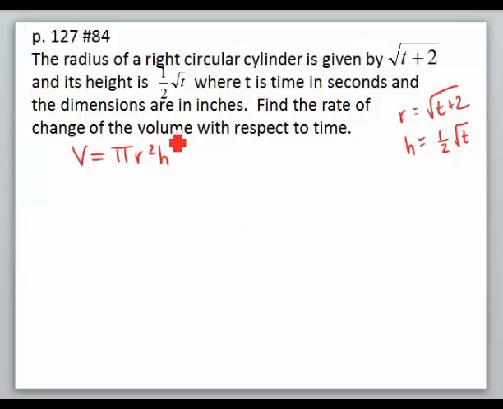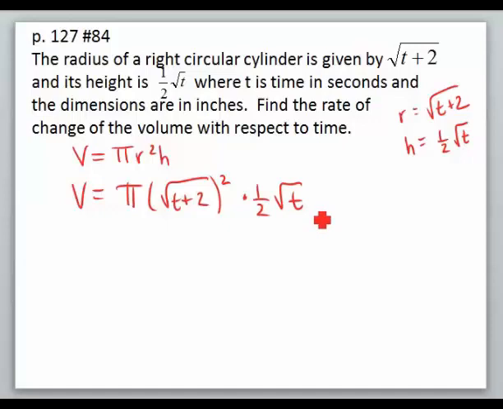Now it's asking me to take the derivative of the volume with respect to time. Well, I can't do that until these are in t's. So we can't just jump to this step. What we need to do is replace our r with what it is in terms of t, which is square root of t plus 2, squared, times the height, which is 1/2 square root of t. So what that gives me is pi times, this would be just t plus 2, times 1/2 t to the 1/2 power.